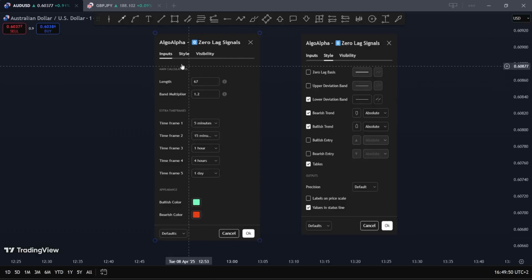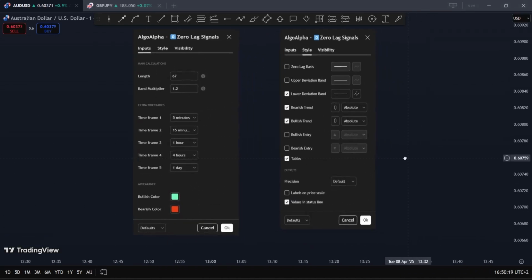To adjust the settings, first click on the indicator's settings icon. In the Inputs tab, make sure the values match what you see on the screen. Then, go to the Style tab and ensure it looks exactly like the setup shown here. Now that we've added the indicator, let's dive deeper into the settings and explore how we can use it to trade effectively. Traders, this indicator works across all markets, including the Forex market, stock market, cryptocurrency, and indices.